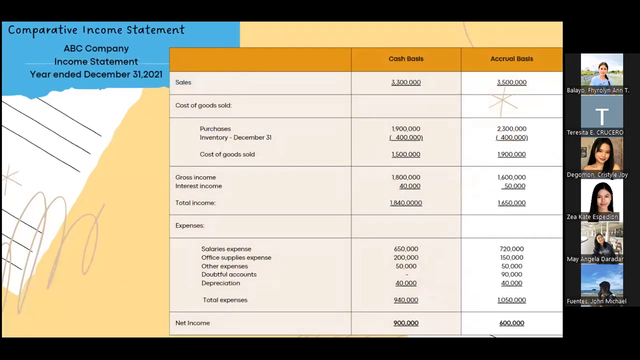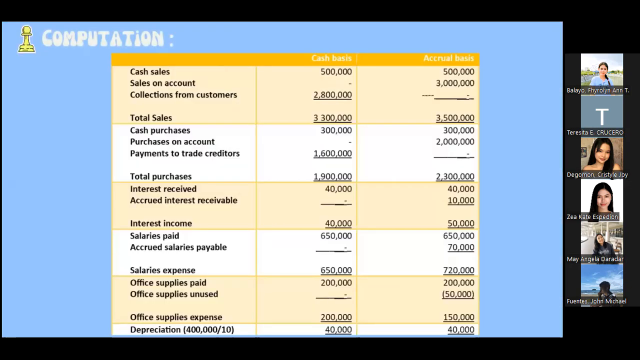For expenses, salaries expense, under cash basis, 650,000, already given in the problem. For accrual basis, 720,000. It is derived from salaries paid of 650,000 plus accrued salaries payable of 70,000 with a total salaries expense of 720,000.